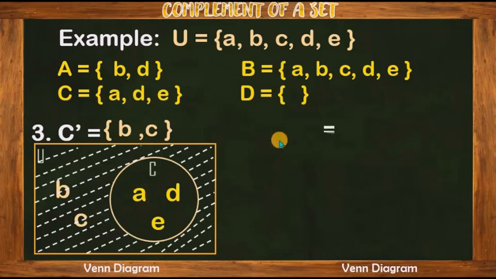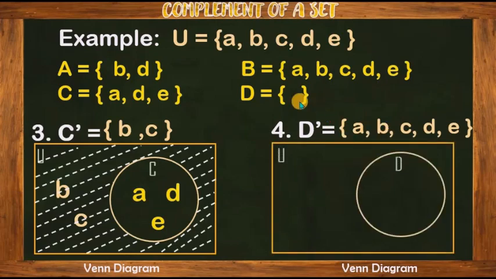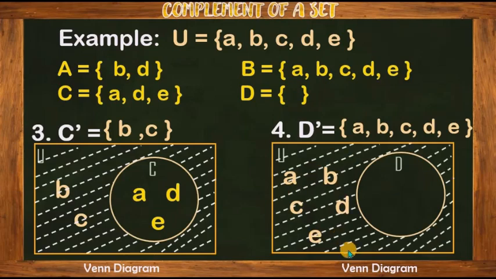Okay? And the last one, the complement of set D. So, what are the elements in set D? This is an empty set. So, therefore, if this is empty, all the universal set elements are the complement of set D. So, how are you going to illustrate this? Set D has no content, it is empty. And then, all of this will be written in the rectangle. And shading the complement, that is this one.